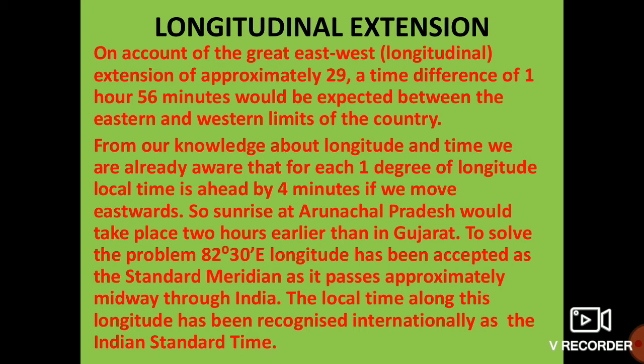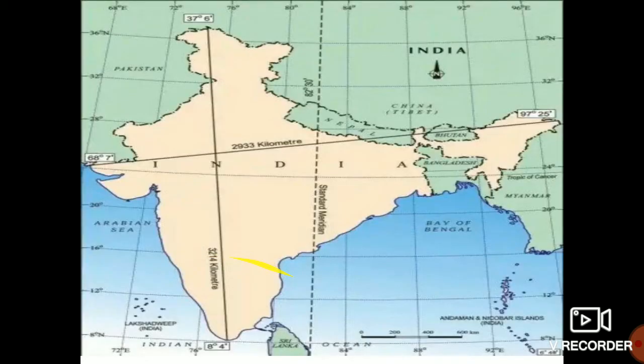If the sun rises in the east, in Arunachal Pradesh, and sets in Gujarat, there is a time difference of 2 hours between Arunachal Pradesh and Gujarat. But our watches show the same time. Why? It is because the standard meridian is passing through Mirzapur, Uttar Pradesh.